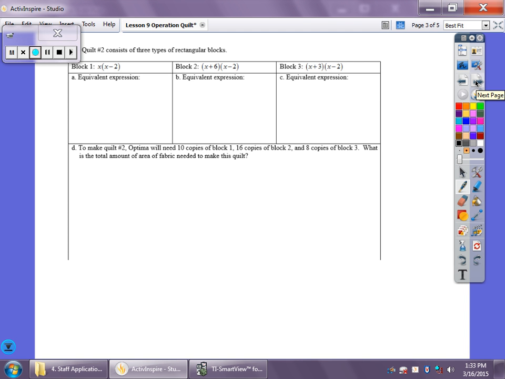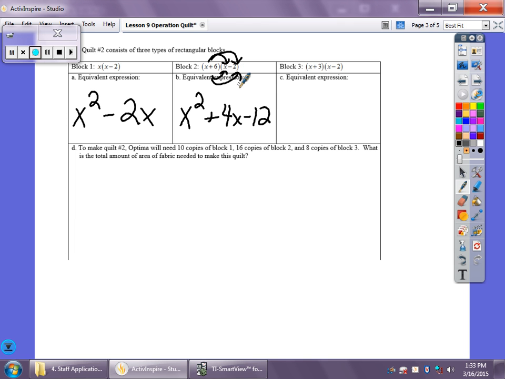Okay, same thing, but now we're looking at a second quilt. And this quilt is going to have 3 different designs in it. So again, they're just having us practice each of the different multiplications. X times x minus 2 is x squared minus 2x. X plus 6 times x minus 2 is x squared plus 4x minus 12. Remember, it's a double distribute. I did not show my work. I just showed you the final answer. The same for C. It's going to be x squared plus x minus 6.